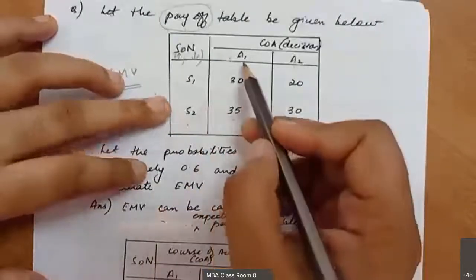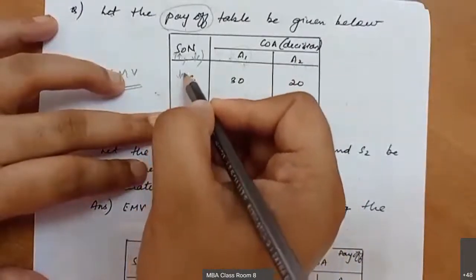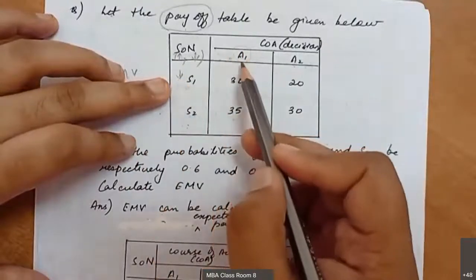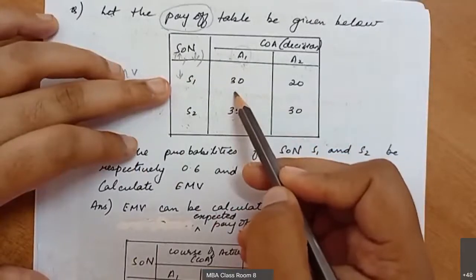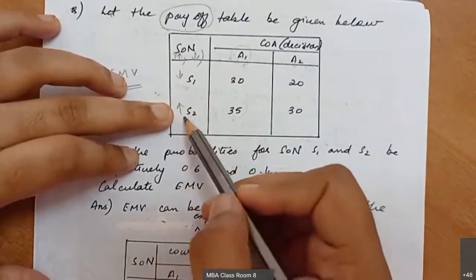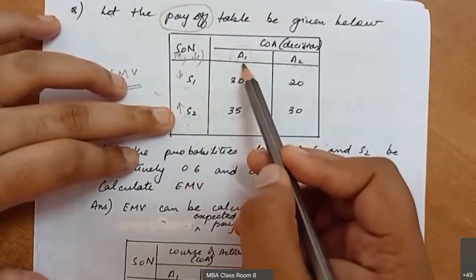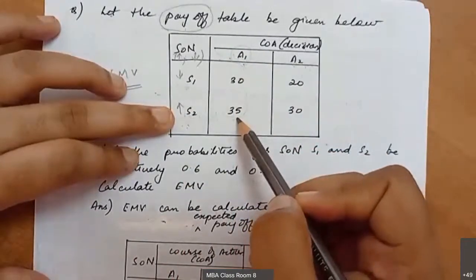Sometimes over here you have two strategies. The market is having a very low demand. If you launch the product A1, you will get only 30 as the profit. Similarly, when the market is having higher demand, customers are having very high demand, in that situation, if you launch product A1, then you will get 35 as the profit.